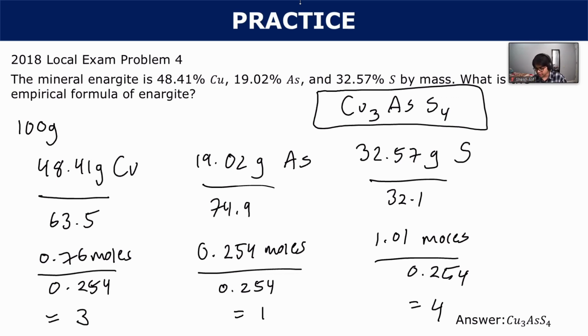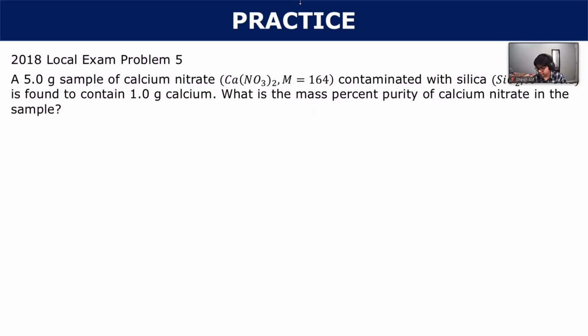All right, let's move on to problem 5. A 5-gram sample of calcium nitrate, molar mass 164, contaminated with silica, molar mass 60.1, is found to contain 1 gram calcium. What is the mass percent purity of calcium nitrate in the sample?